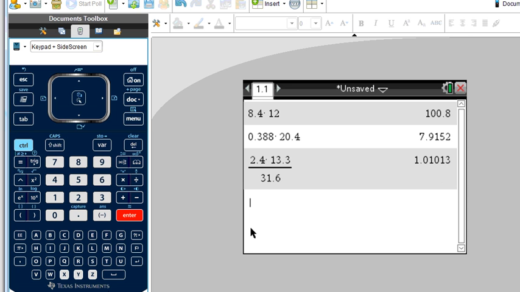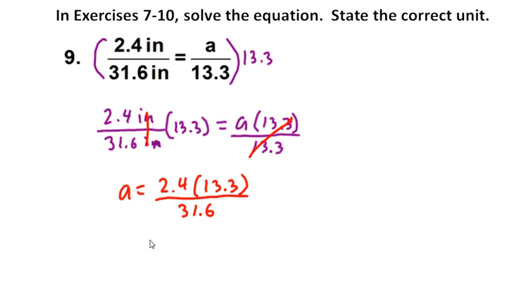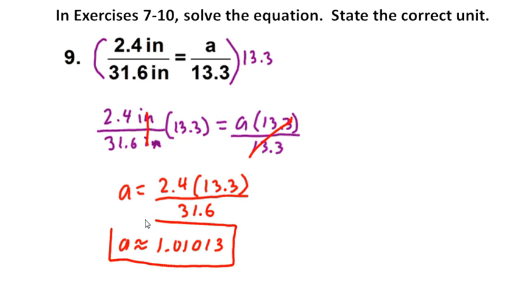I think that's an irrational number. 1.01013, and so that will be our answer for problem number 9. And no units. There are no units. Why not? We canceled inches over inches, so no units.